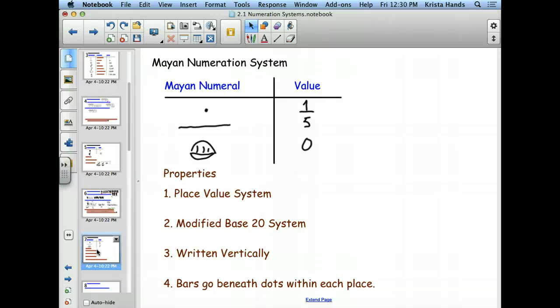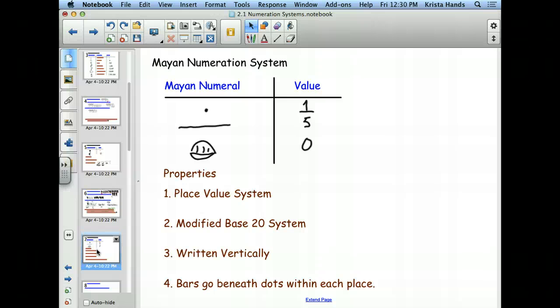Why? 10 fingers and 10 toes. And why in the world would they count on their toes, do you suppose? They didn't wear shoes. Or if they did, they were sandals. You could still see their toes, right? So this makes sense to use 20.